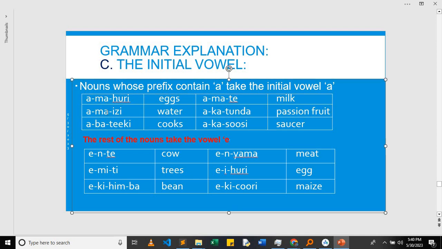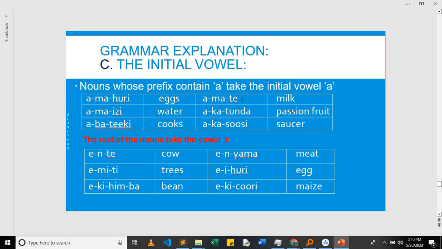Amazing. This one, you read for me this one. Which one? This one, Amazing. Abatechi. Abatechi, those are cooks or caterers.